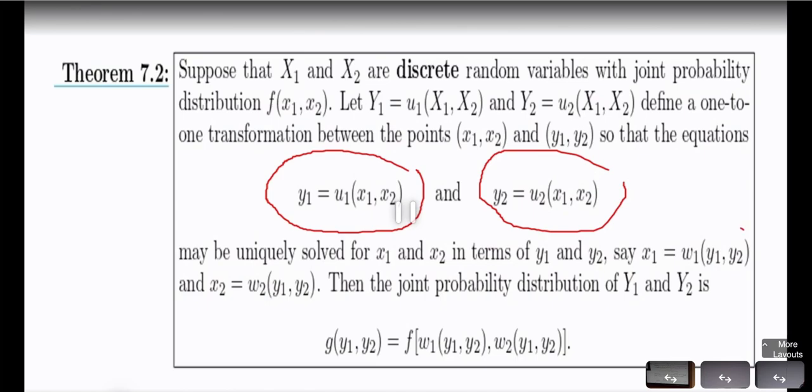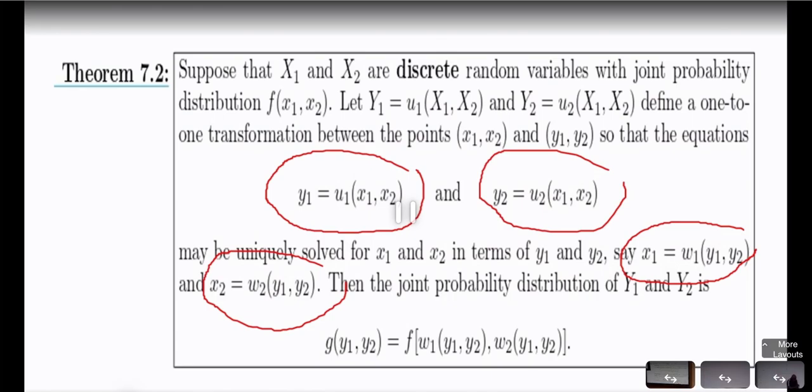Take a look at this. That is after solving for x1. X1 is going to be a function of y1, y2, and x2 also going to be a function of y1, y2. And if I actually want to get the distribution of y1, y2, all I need is the distribution of x1, x2. And wherever I see x1, I'm going to plug in this. Wherever I see x2, I'm going to plug in that. Then I'm going to have this.